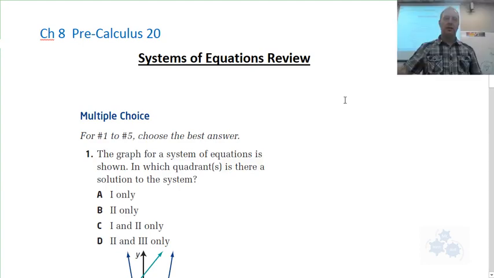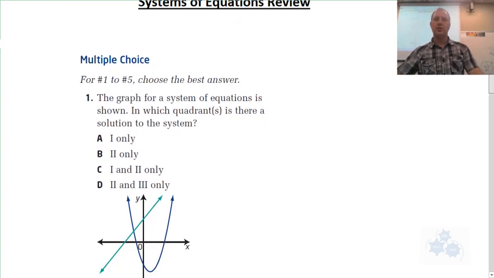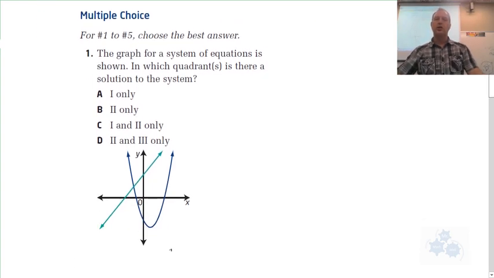All right, so chapter 8 in PreCalculus 20 is about systems of equations. And we're going to review that a little bit. These are questions from the chapter test in your textbook. So just selected questions that I think would be really helpful for you to understand. Some of them are simple, some of them are a little more challenging. But if you can understand this stuff, I think you'd be well positioned to do well on the test.